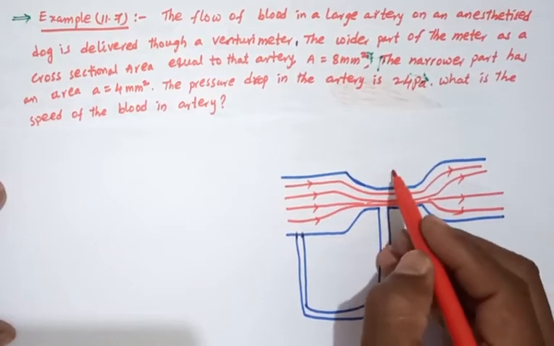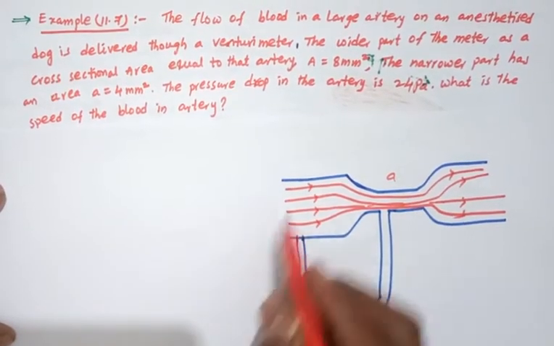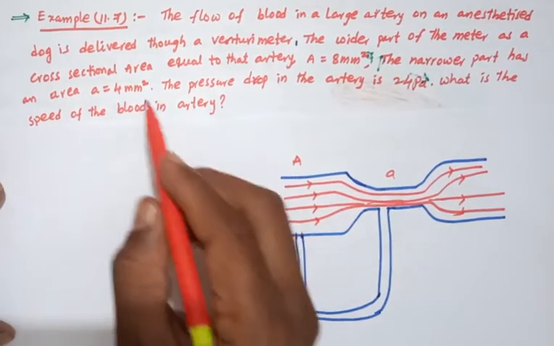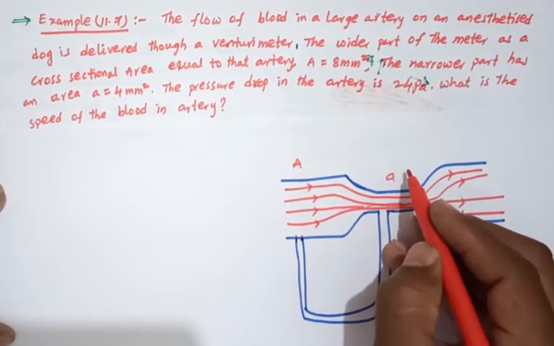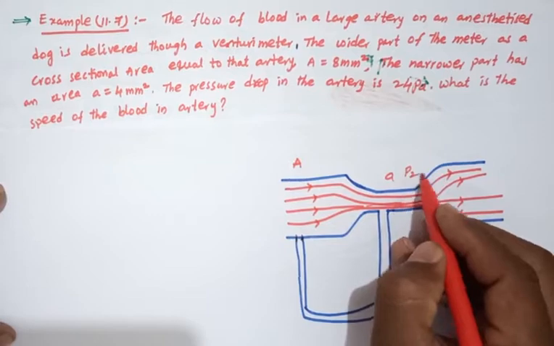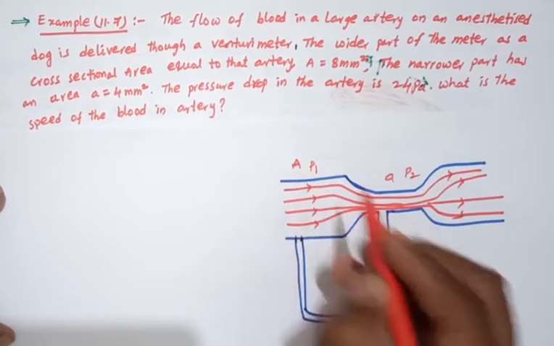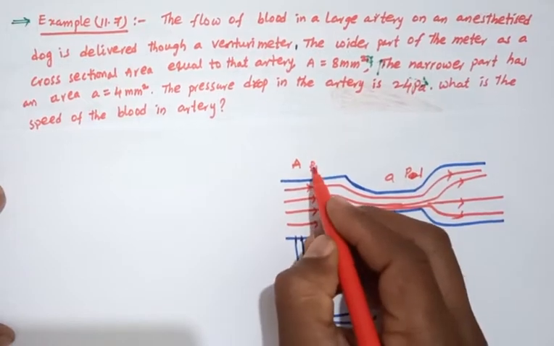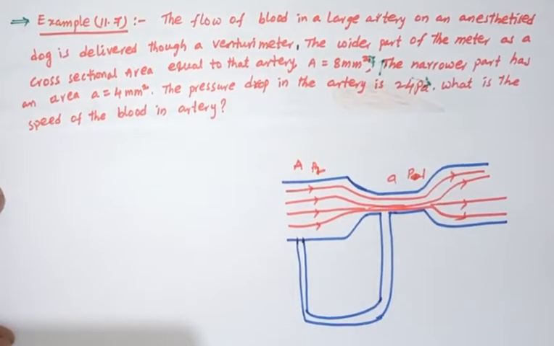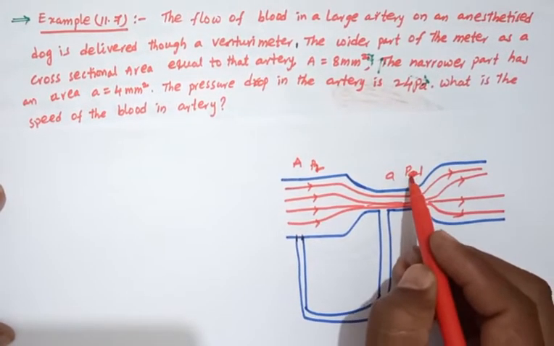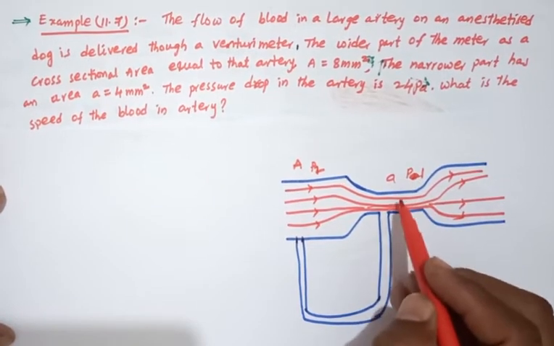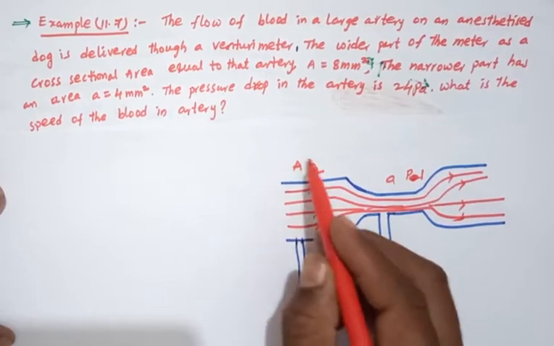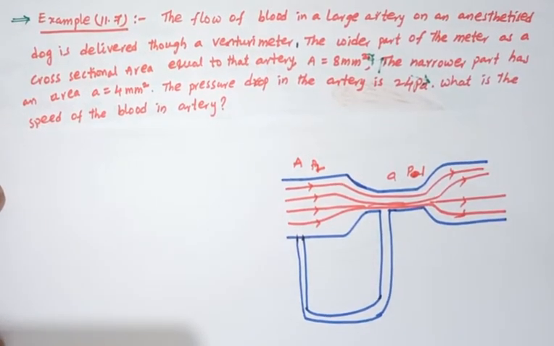Okay, so this is cross sectional area capital A. So this is P1 and this is P2. P1 is the pressure in the narrow shape, and in the broad shape it is P2 pressure.